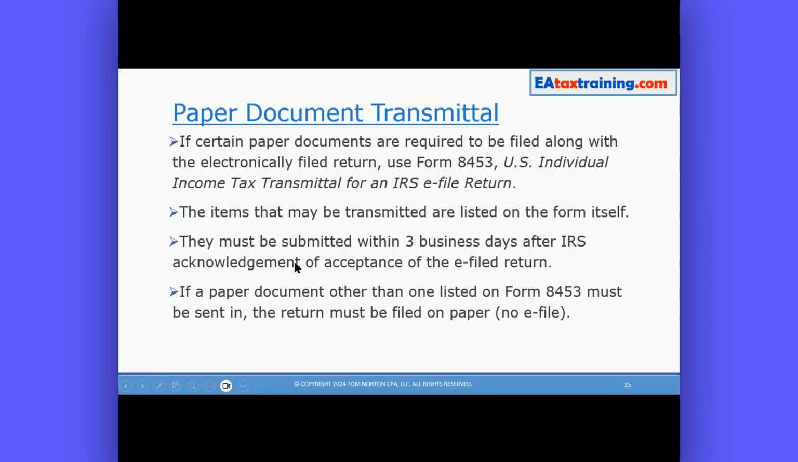You must submit this Form 8453 along with the attached documents within 3 business days after the IRS acknowledgement of acceptance of the e-filed return. So in other words, you're going to submit the return electronically. Once you get the acknowledgement back that the IRS has accepted it, then within 3 days, you need to put into the mail this Form 8453 and whatever documents you are attaching to it. If you need to submit a paper document with the return other than one that's listed on 8453, then you cannot e-file. You need to file that return on paper instead.